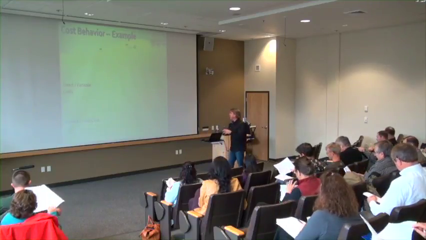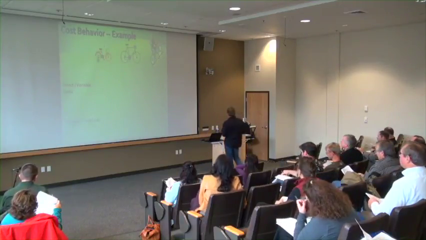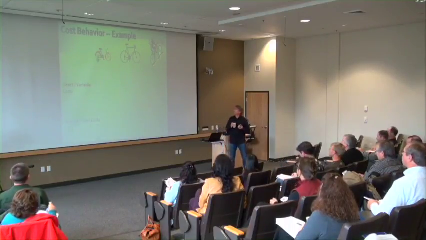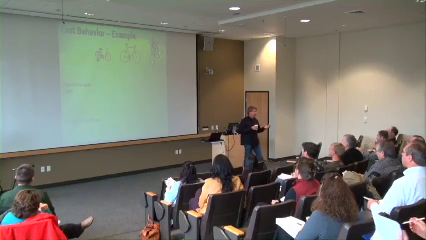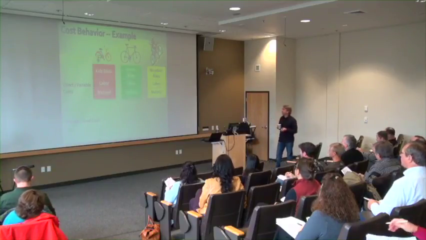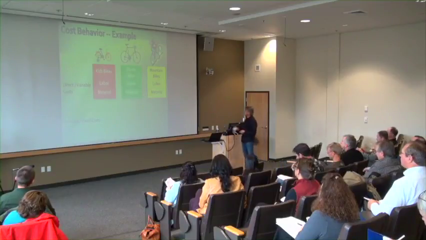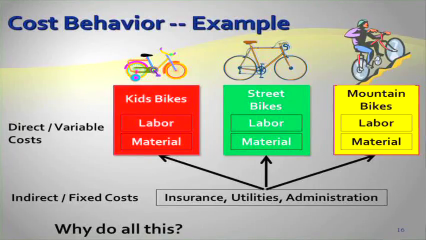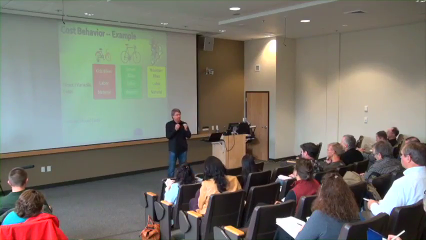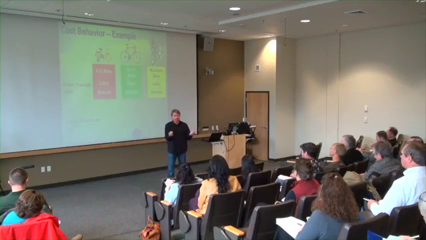So we're going to build out a little example of a bicycle manufacturing company that makes and sells 3 different kinds of bikes: kids' bikes, street bikes, and mountain bikes. Now, in the direct variable category, we have these things called direct labor and direct material. Now, in the world of bikes, what might be some examples of direct material? Tires, good. Frames. The specific elements that make the specific bikes.